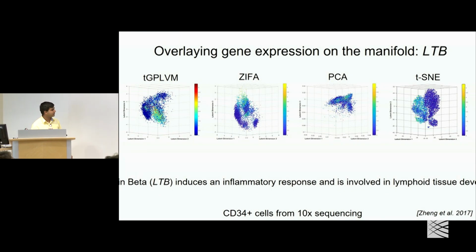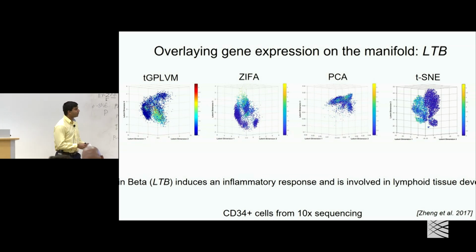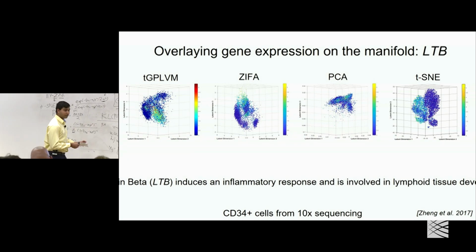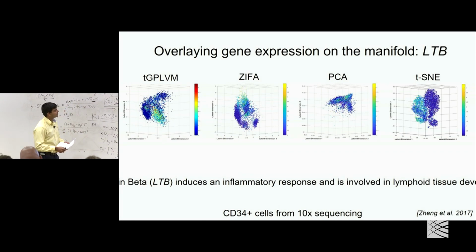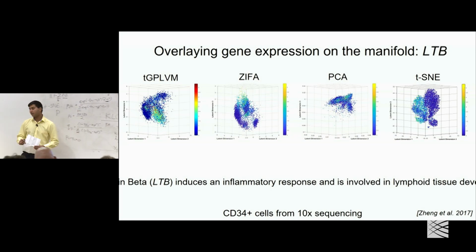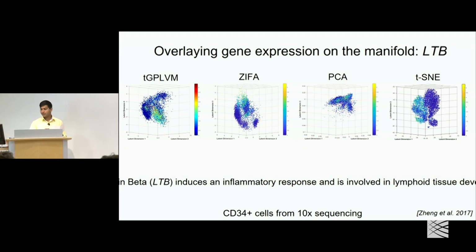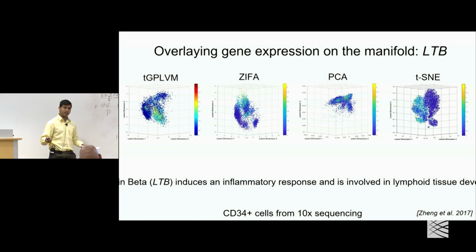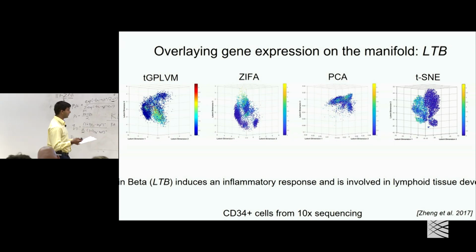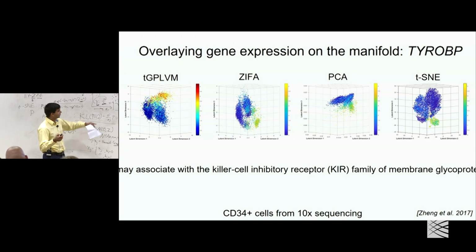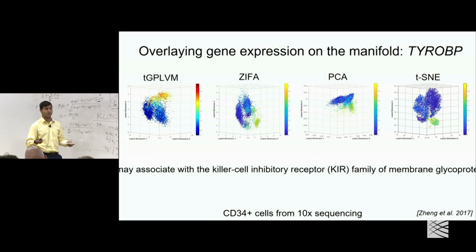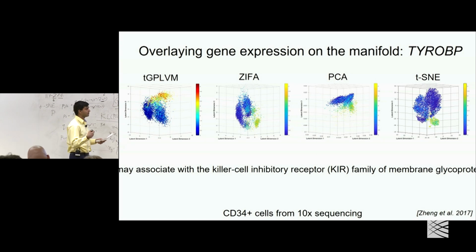This is with 10,000 CD34 plus cells, which are normally a marker for hematopoietic stem cells, and we're able to see some really nice separation of behaviors we would expect from hematopoietic stem cells. In dimension 2, we see LTB, lymphotoxin beta, and leukocyte-specific protein, which are indicators of lymphoid activities, which is one derivative of hematopoietic stem cells. If we look in dimension 3, going up, we see things that we'd expect from myeloid cells, like TYROBP, and other things.